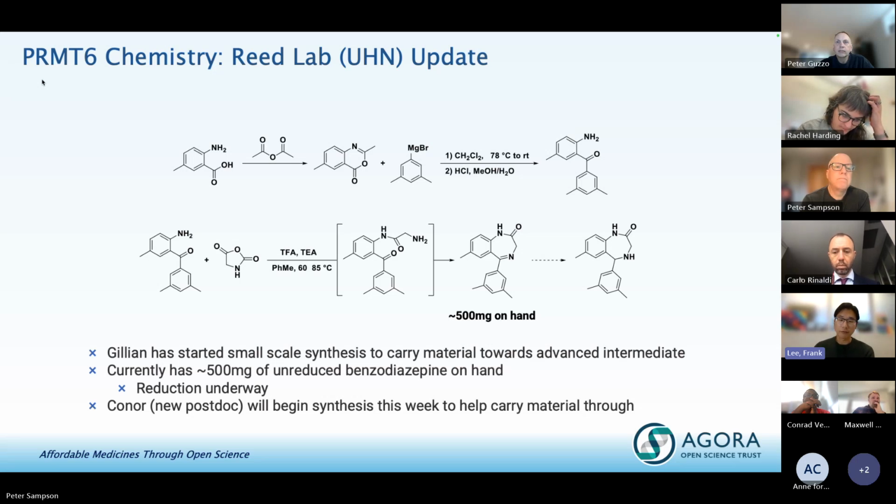We currently have about 500 milligrams on hand of that. That's been done on a smaller scale for now, just so they have a hand in the chemistry. After reduction, we'll have that advanced intermediate for all of our amide couplings. And then what Connor, who is our new postdoc, will do is bring much more material through in the next couple of weeks, and hopefully we'll have a couple of grams benched of that advanced intermediate so we can start making some analogs.